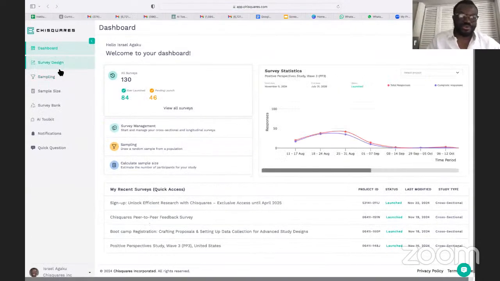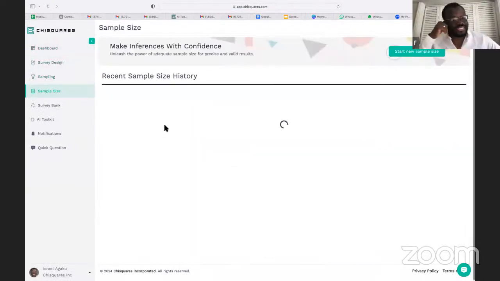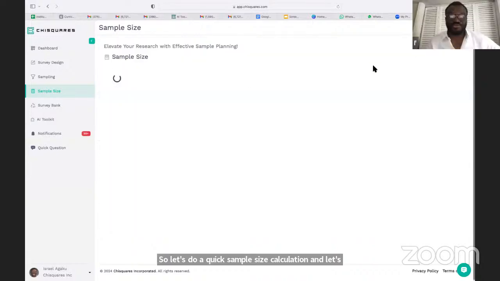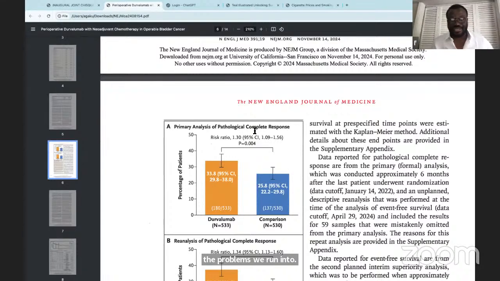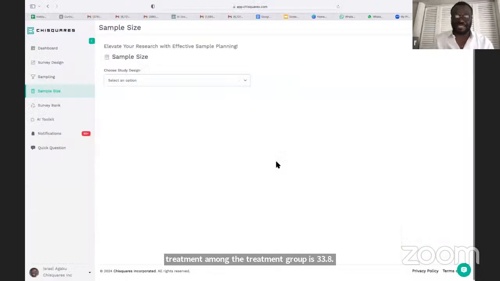So let's do a quick sample size calculation and see the problems we run into with this. Let's assume that our study is powered to detect these differences. The incidence in the treatment group is 33.8 and in the control group is 25.8. Let's use that as a basis to see the minimum number of people we need in each group.